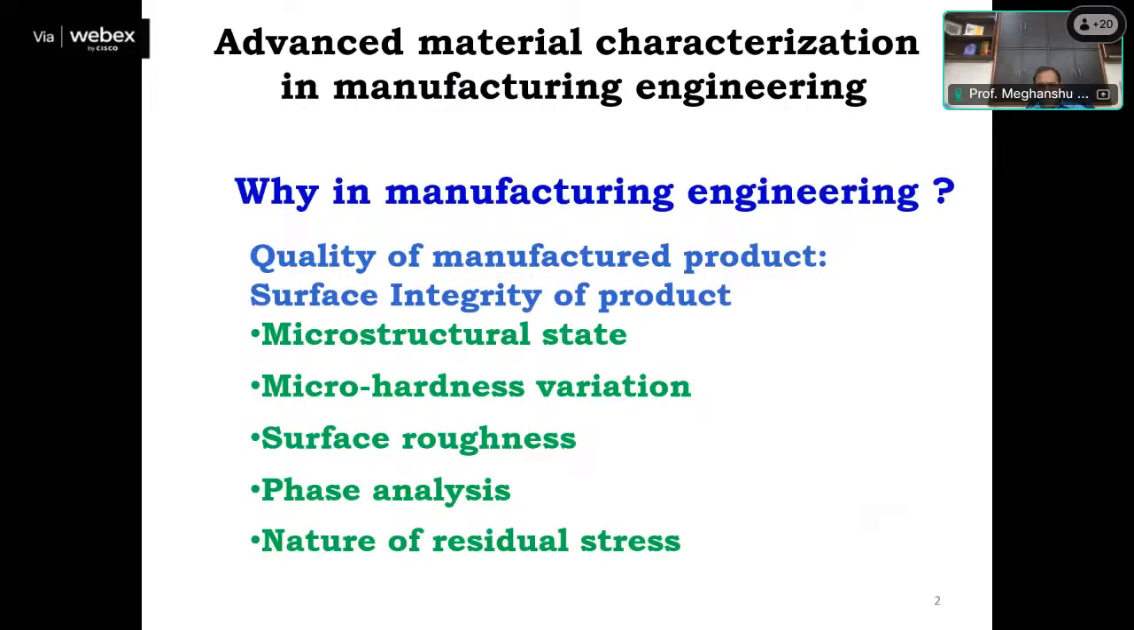So, by comparing the definition of surface integrity and material characterization, we came to know that material characterization is nothing but assessment of surface integrity. Material characterization as well as the surface integrity of product both are assessed by microstructural state, micro hardness variation, surface roughness, phase analysis, and nature of residual stress. That is why material characterization is essential in manufacturing industries.